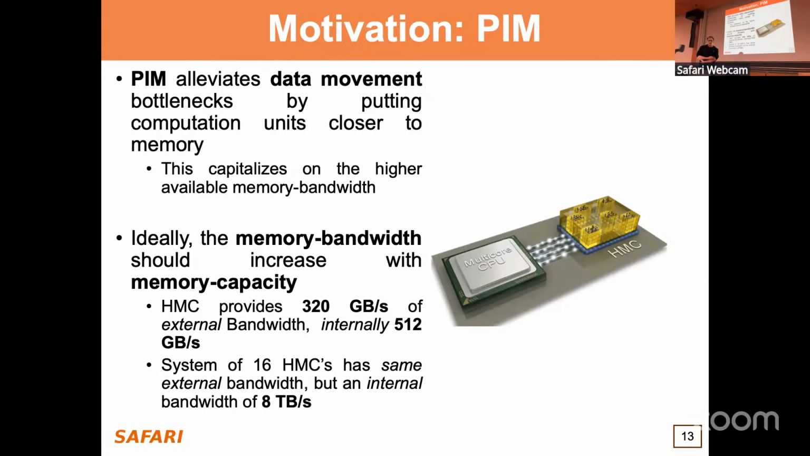Now, ideally, the memory bandwidth should increase with memory capacity. For example, the hybrid memory cube provides 320 gigabytes per second of external bandwidth and internally 512 gigabytes per second. And if we create a system out of this with 16 hybrid memory cubes, the external bandwidth will stay the same. The internal bandwidth, however, will increase 16-fold. So we want to emphasize on this.